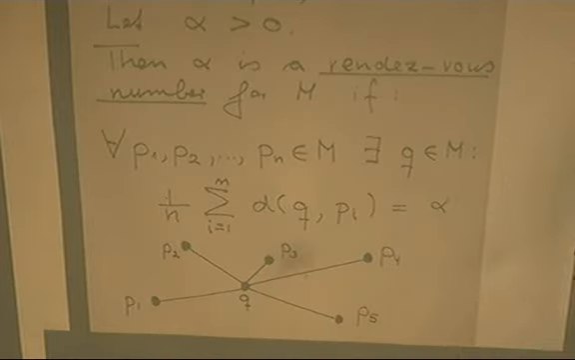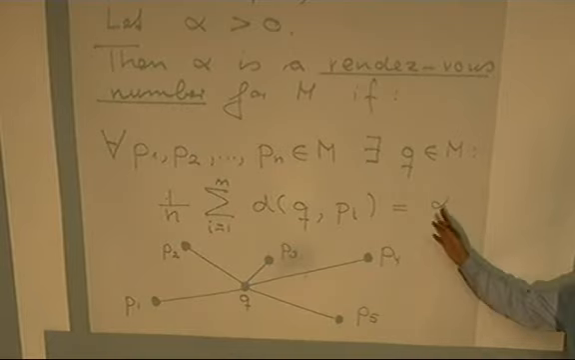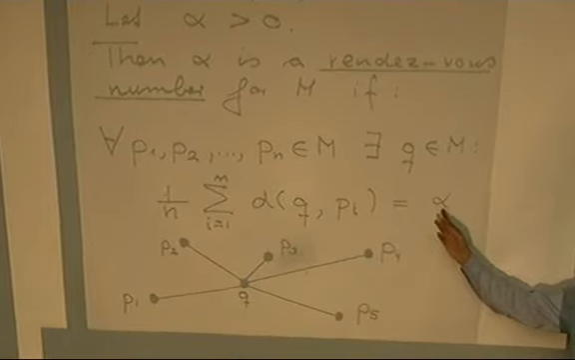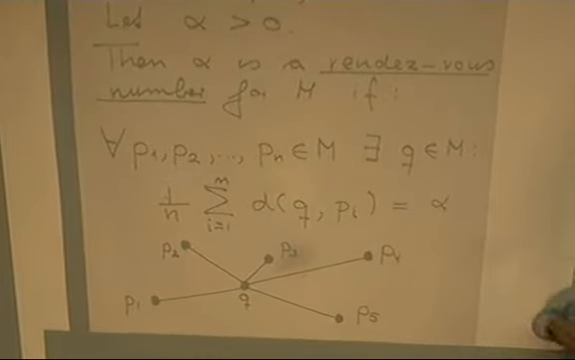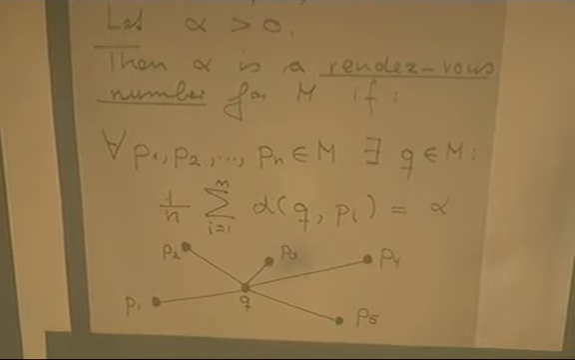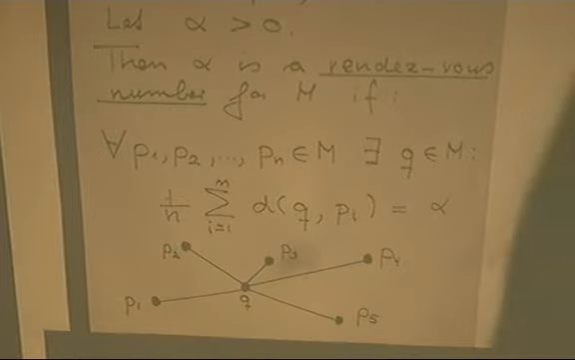Whenever some people on the campus want to meet, you want to find a neutral place, namely a place such that the average distance to that place is always the same, so that no groups are favored over other groups. Whenever a group has to meet, the average distance to that point will be alpha. So the meeting point could be different, but the average distance will always be the same. It sounds like a remarkable property that such a number should exist, but it does.